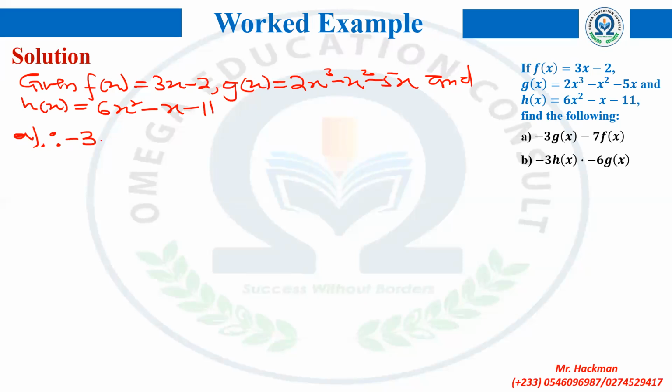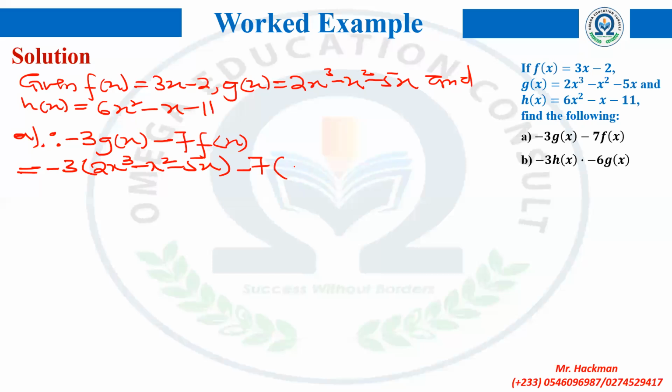So we are going to get what? 3g of x minus 7f of x. This will be equal to, first step, you do your direct substitution. So it will be minus 3, and because g of x is more than a term, you put it in brackets. And g of x is what? 2x cubed minus x squared, then minus 5x. You close your brackets. Then minus 7 into f of x, and f of x is what?